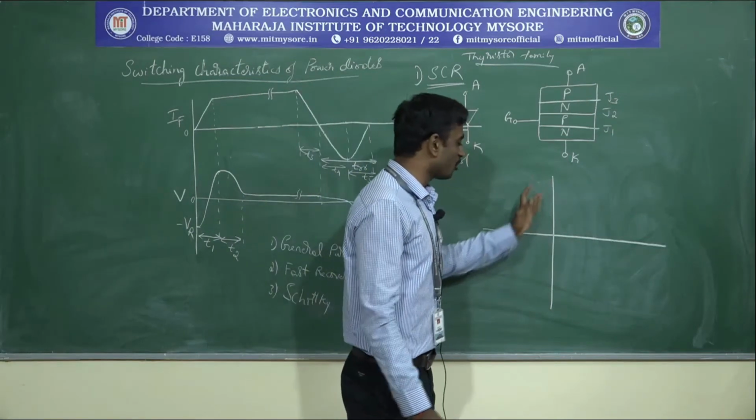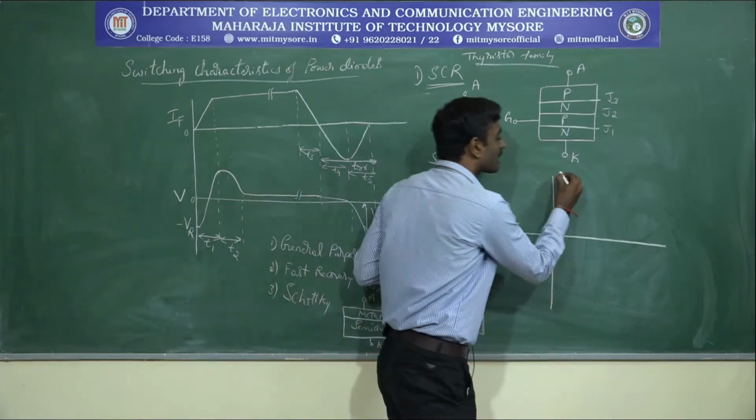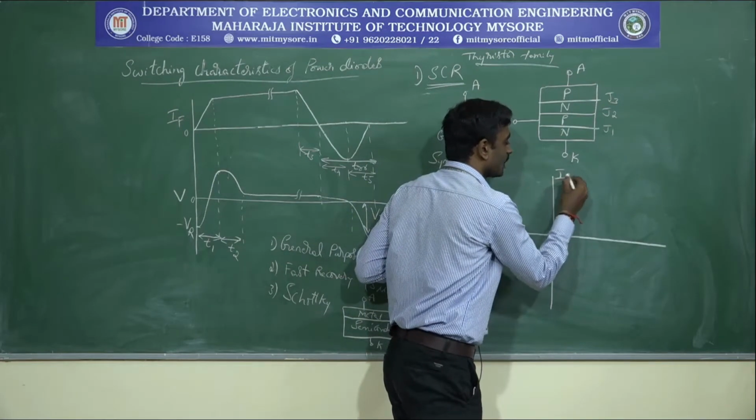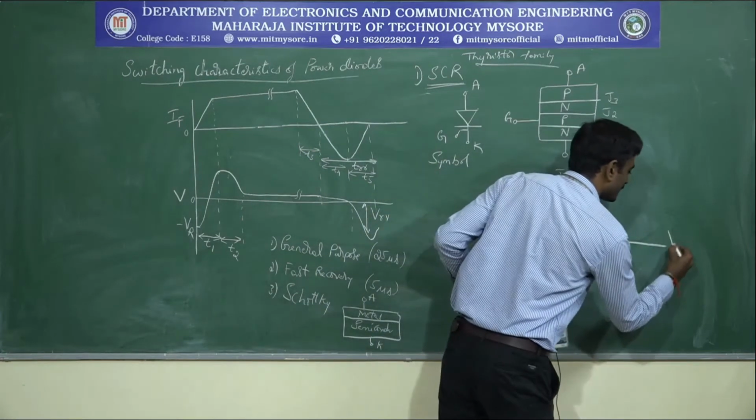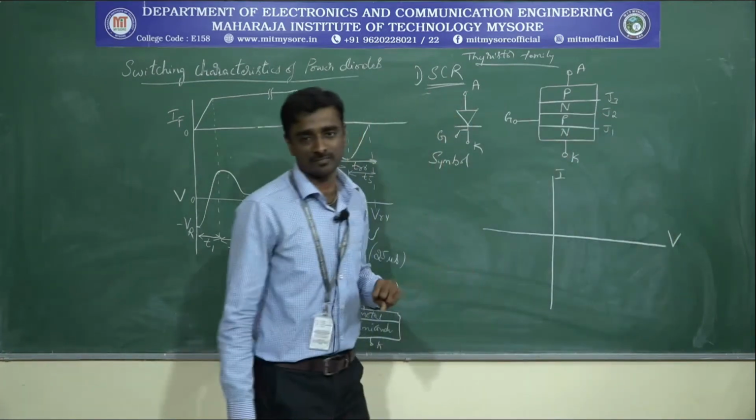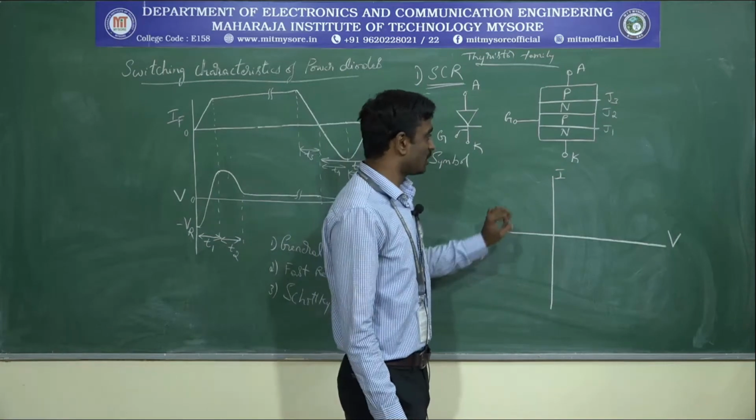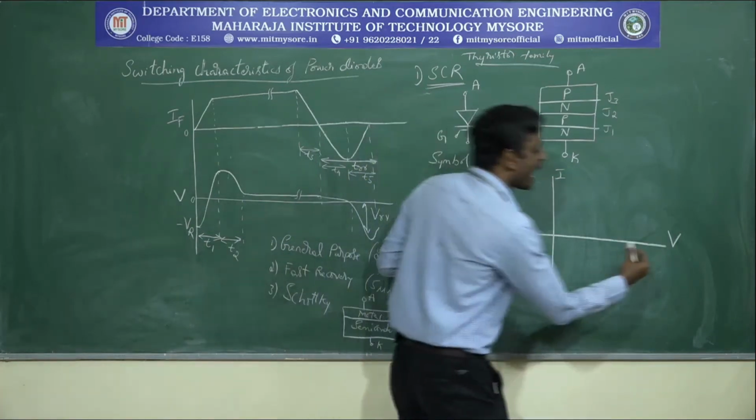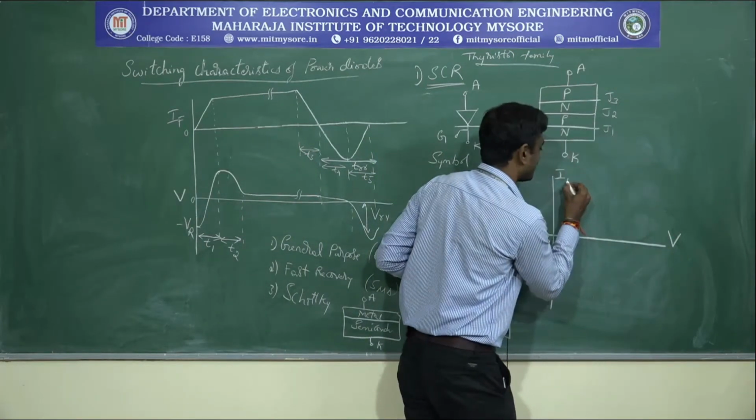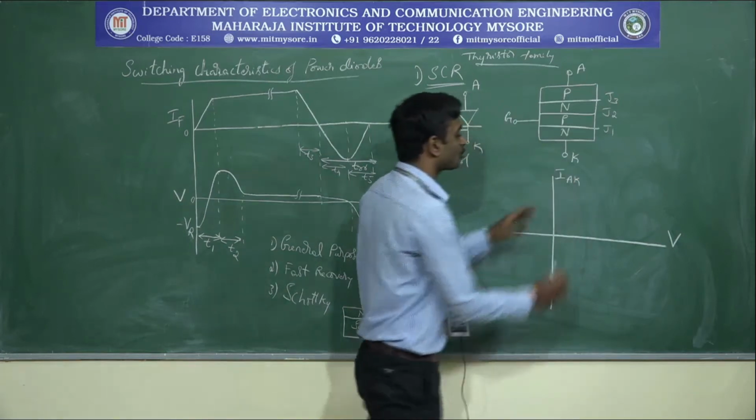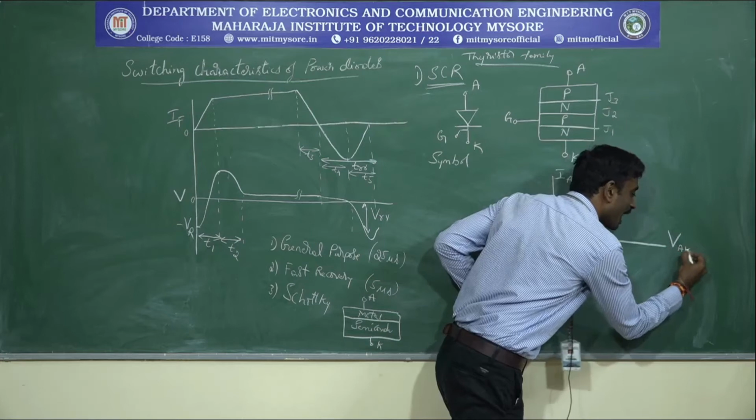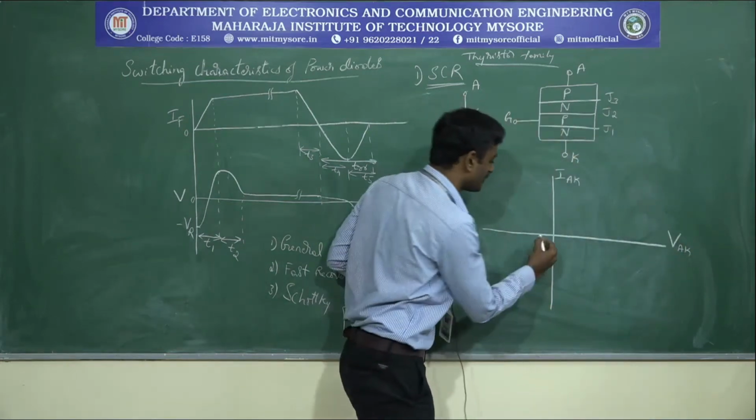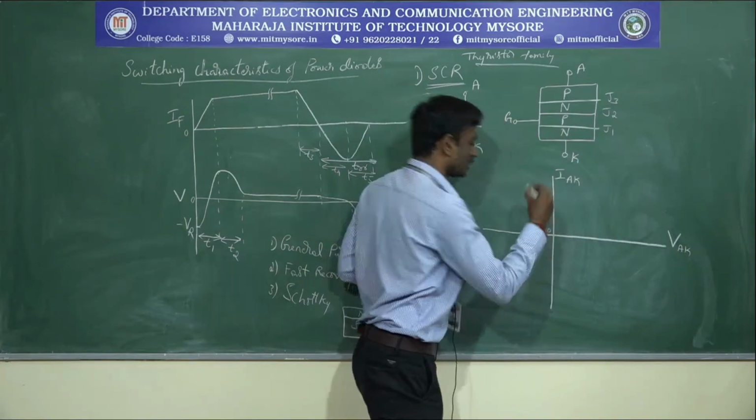The y-axis will be connected with respect to current, and the x-axis will be connected with respect to voltage. In this case, the current should flow from anode to cathode. So I will write here that the current is flowing from anode to cathode, and the voltage will also be varying from anode to cathode, and this will be the junction.